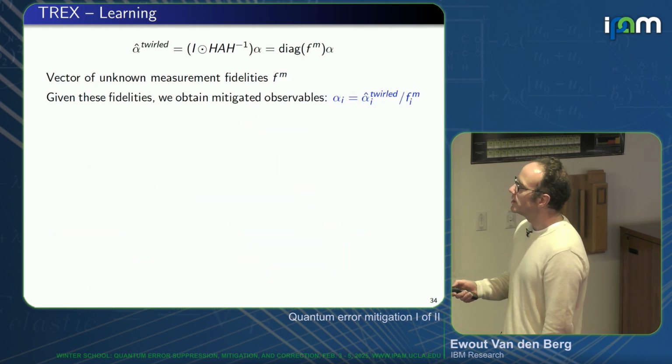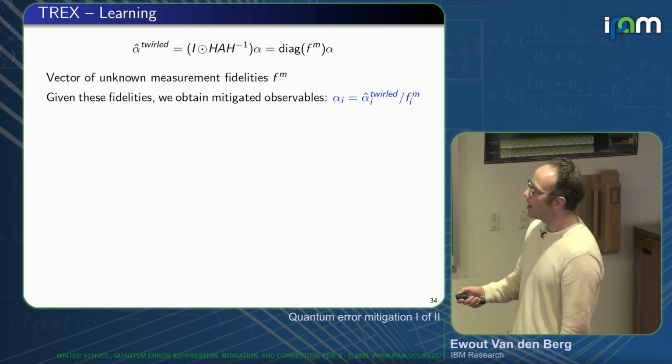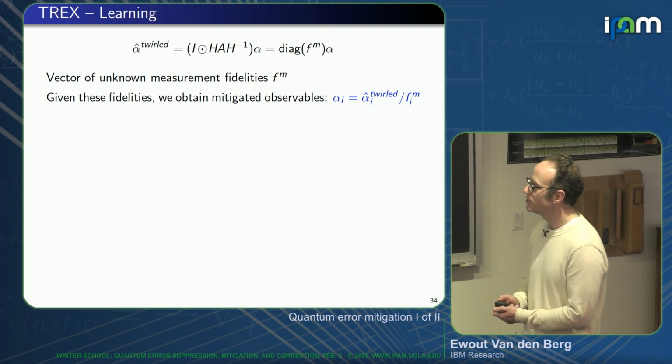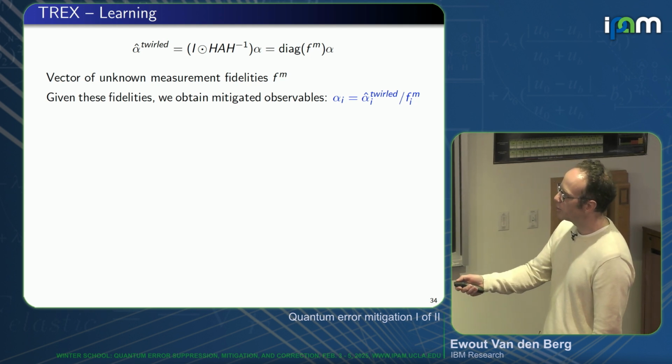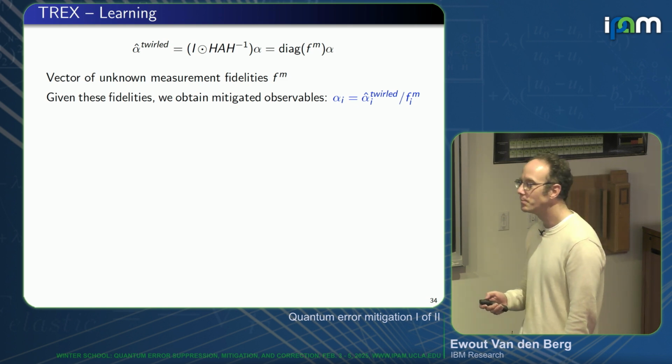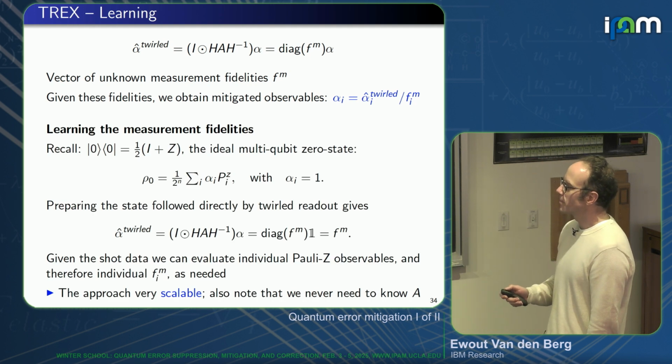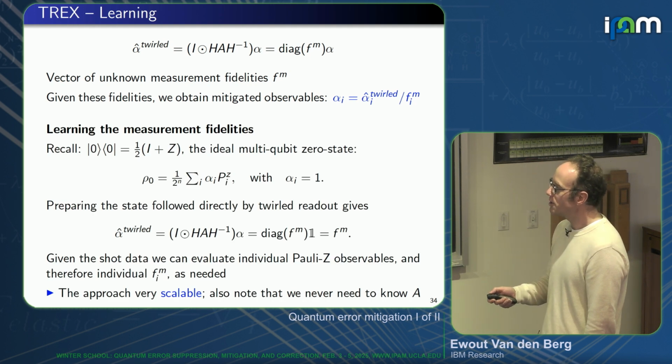So there's now a vector of unknown, let's say, measurement fidelities. If you know them, then if you measure your Pauli Z, you can just divide out this fidelity and get your original A. And so how do you measure the fidelities?